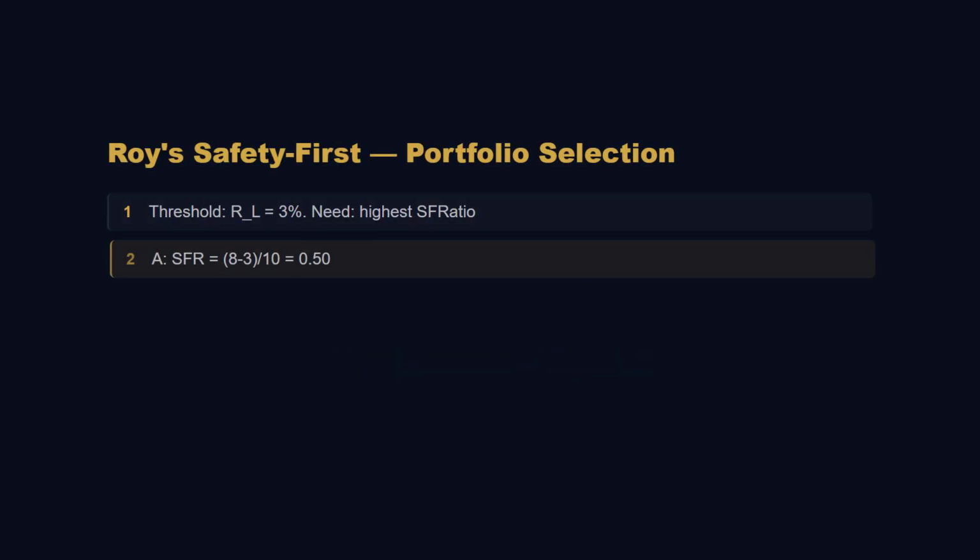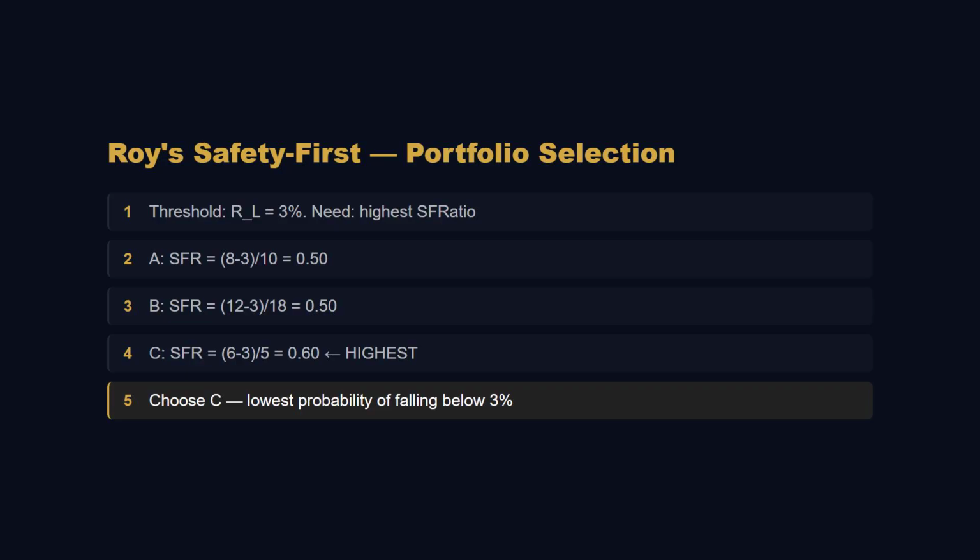A pension fund needs at least 3% annual return to meet obligations. Three portfolios are available. Portfolio A, expected return 8%, standard deviation 10%. Portfolio B, expected return 12%, standard deviation 18%. Portfolio C, expected return 6%, standard deviation 5%. Calculate the SF ratio for each.